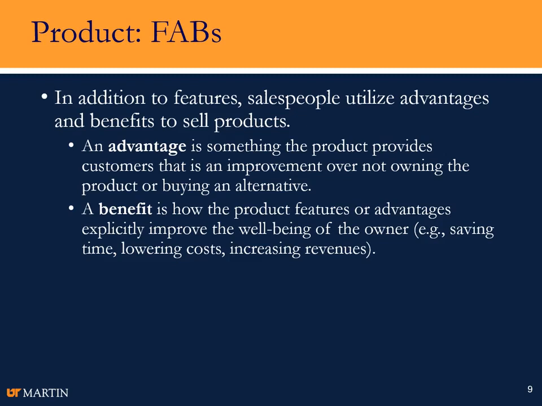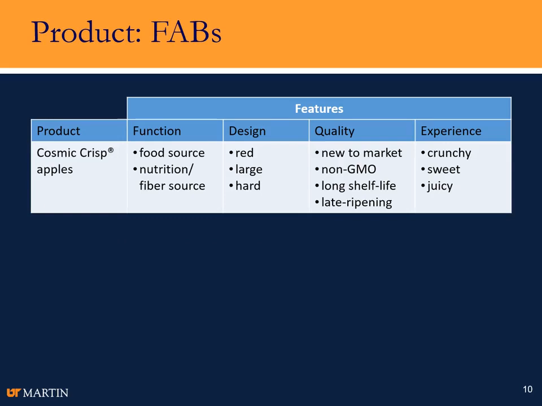So always, when you're selling, you want to focus on linking the features and advantages to the benefits to specific individuals. Now, looking at the Cosmic Crisp Apple example that I talked about in the book, here are four of the features and some examples of each. So for the functions of an apple, it's a food source, a nutrition source, a fiber source. Some design features, it's red, large, hard, or soft.